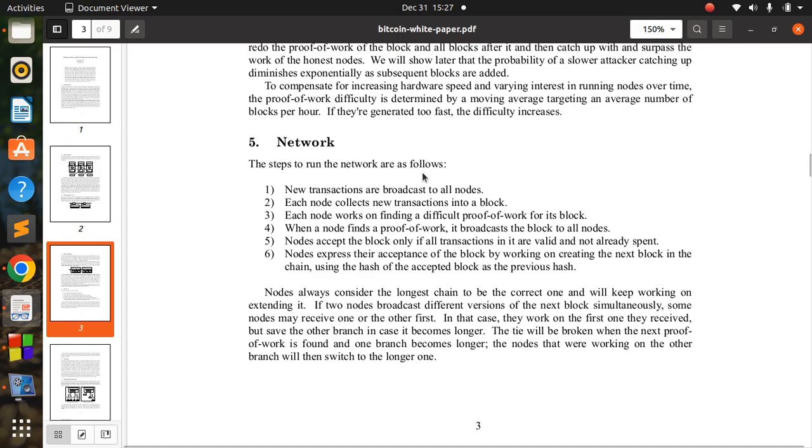The steps to run the network are as follows. New transactions are broadcast to all nodes. You see now, new transactions. I explained this in the video on what is blockchain. So you broadcast the transaction. Each node collects new transactions into a block. Each node works on finding a difficult proof of work for each block. You see, when a node, whoever is the first to find it, finds a proof of work, it broadcasts the block to all nodes. It means it sends the information. It doesn't store it in a database, it just broadcasts it, sends it to them.